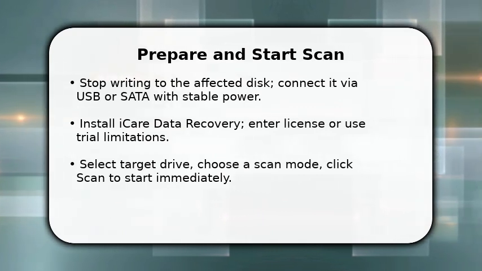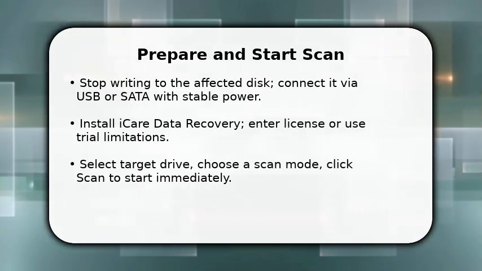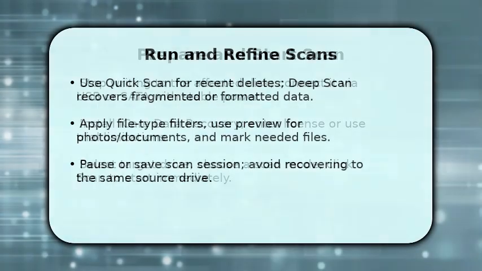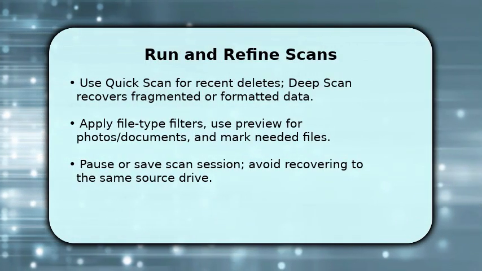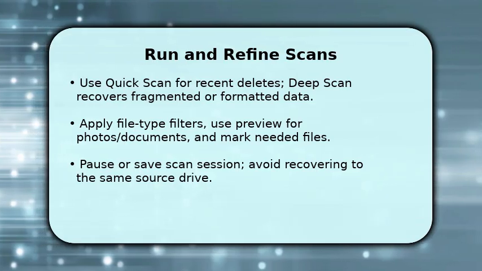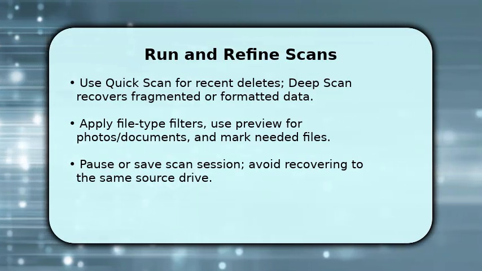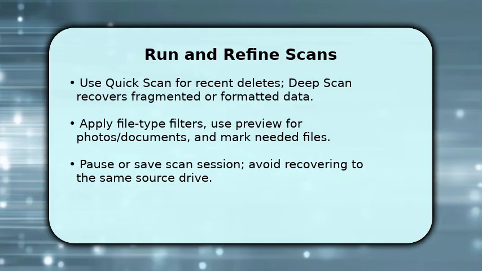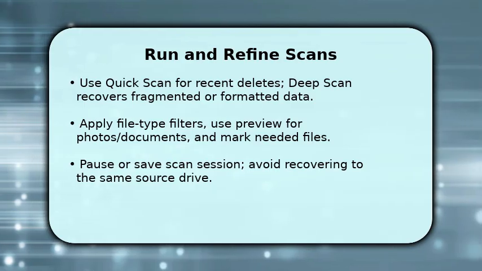Now you refine recovery. If Quick Scan finds what you need, preview files and mark them for recovery. If not, switch to Deep Scan to search raw sectors and lost partitions. Apply file type filters to speed results: images, documents, archives. Then use the preview pane to verify content before exporting. You can pause or save the scan session to resume later if it's lengthy.